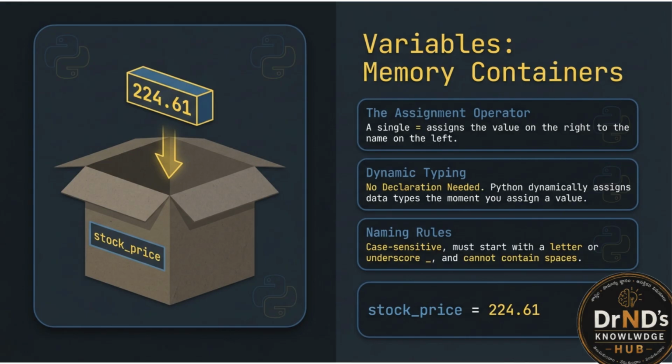Since variables can store different kinds of information, the next question is, how does Python distinguish between numbers, text, and logical values? The answer lies in data types. Let's explore these data types in the next slide.